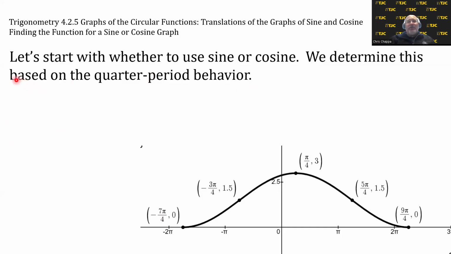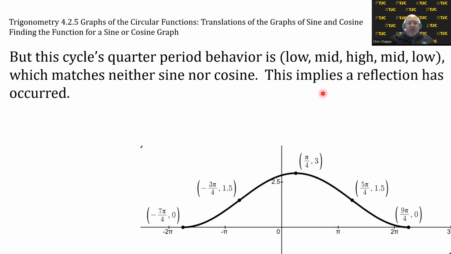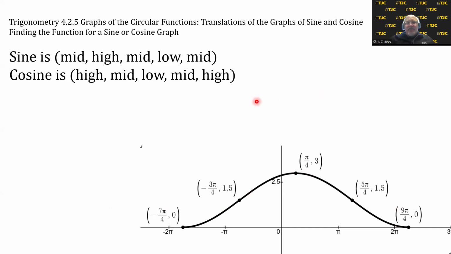We determine this based on the quarter period behavior. Recall that for sine, the quarter period behavior is mid, high, mid, low, mid. Whereas for cosine, the quarter period behavior is high, mid, low, mid, high. So sine starts in the middle, cosine starts high. What is the quarter period behavior of this one? Low, mid, high, mid, low. Well, that didn't match either one of these.